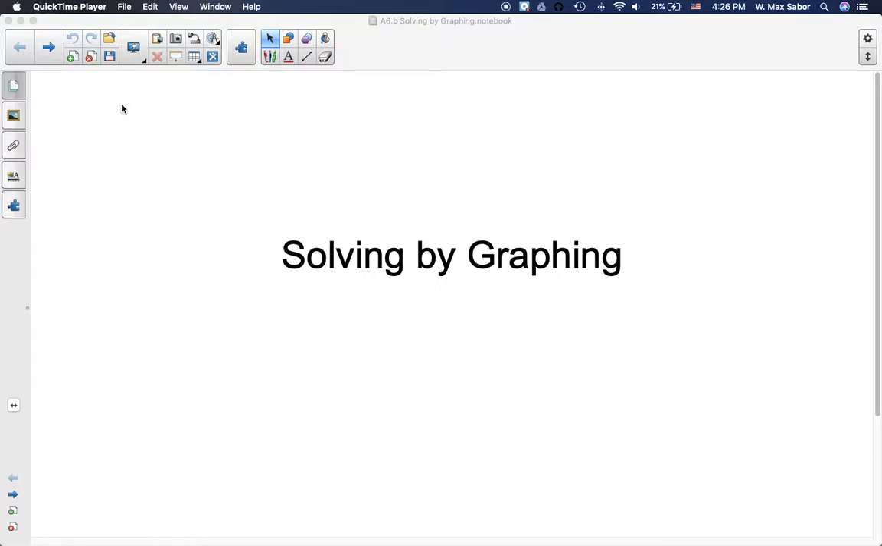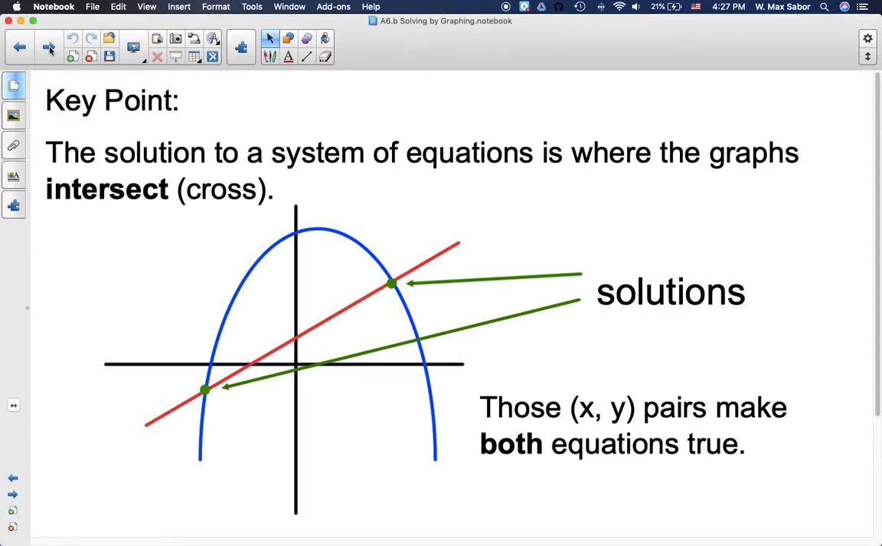There are multiple ways to solve a system. The most straightforward one is to solve by graphing. So the solution to a system of equations is where the graphs intersect. So if you can graph both equations and see where they intersect, then that will tell you the solution.